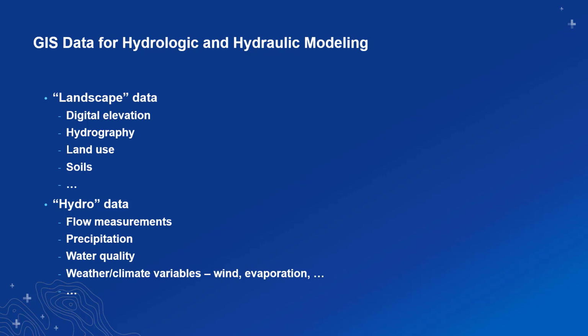Data can be split into 2 broad categories. The first category are the landscape data. These are static data that describe the environment with respect to hydro processes such as elevation data, soils, land use, impervious cover, etc. The second category are the hydro data. These are dynamic data related to quantification of water movement through the landscape, such as stream flow measurements, weather and climatological data, and water quality measurements in general.